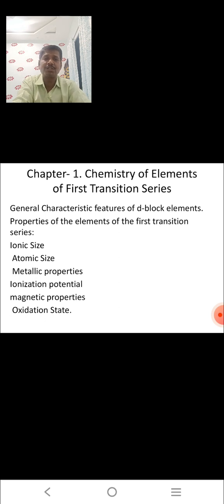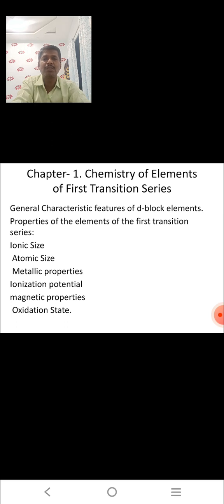The next thing is ionization potential. What is the concept of ionization potential? What is the order of the ionization potential in the first transition series elements, from left to right, from scandium to the last one, zinc? What is the trend of the ionization potential, and which factor is responsible for increasing or decreasing the ionization potential of the first transition series elements in the D block?